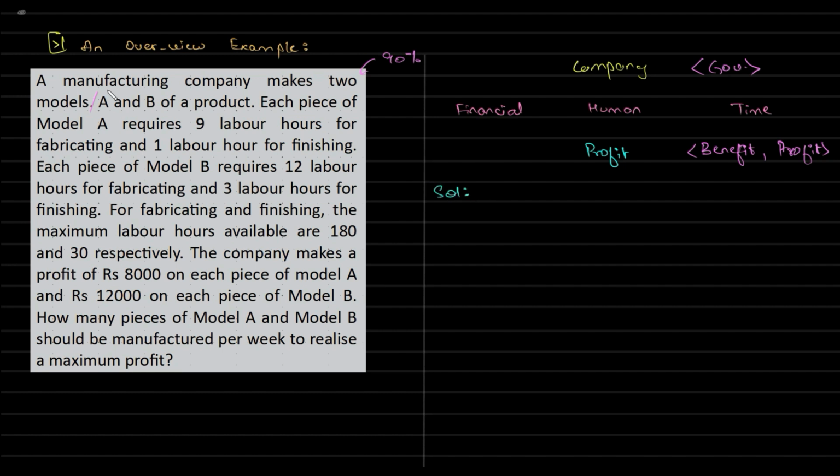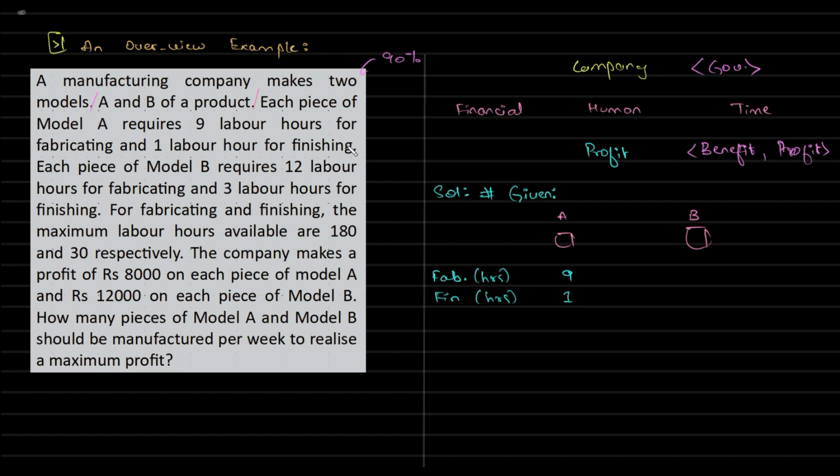Okay. To begin with, let's read the question, and as usual, let's write the given. A manufacturing company makes two models, A and B. So we have it producing two models, A and B. Each piece of A requires 9 labor hours for fabrication. So they do something called fabrication. I'll write fab, and this is in terms of hours. So it takes 9 hours, and 1 labor hour for finishing. To finish, to give the final touch, it takes 1 hour.